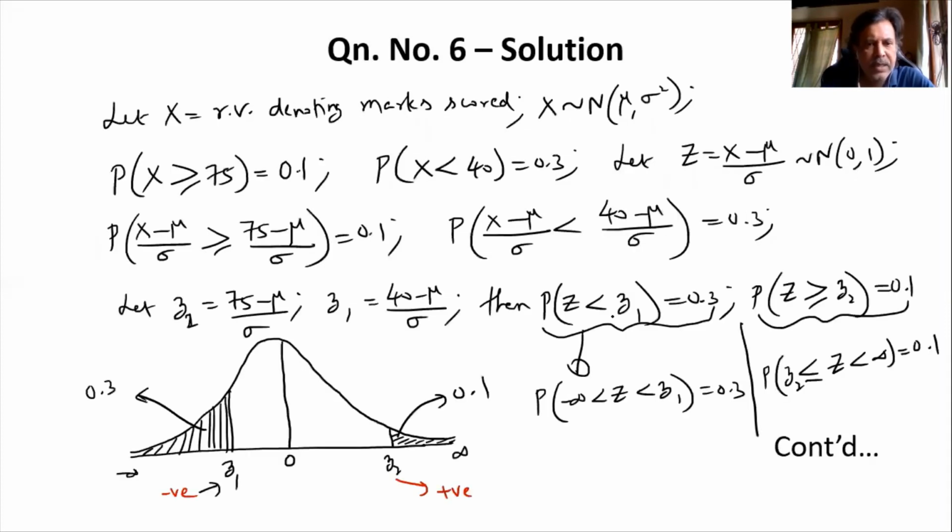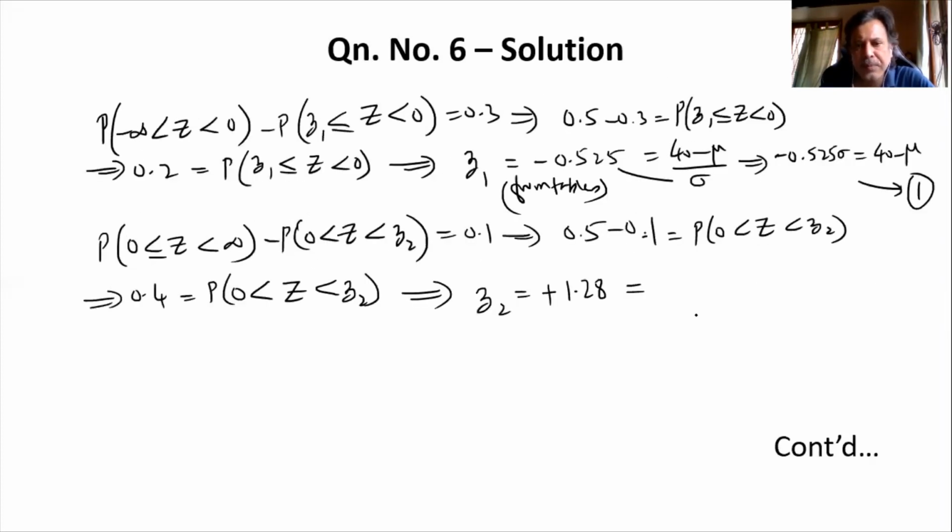Now let us equate this to Z2. What is Z2? It is 75 minus mu by sigma. Cross multiplying, we will have 1.28 times sigma equal to 75 minus mu. Let me call this the second equation.